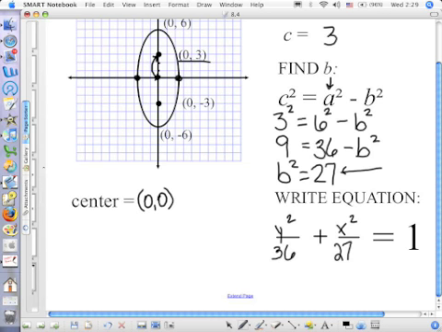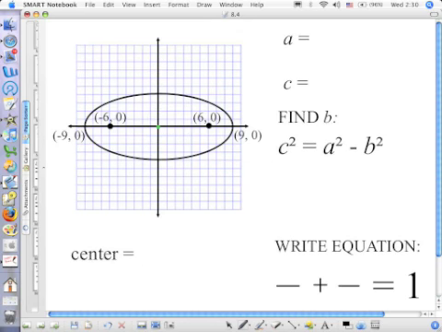What are the 3 things you have to know to write the equation of an ellipse? You don't need C. The center, A, and B. You need to know the center, you need to know A, which is the distance, and you need to know B. In most of these cases, we're going to need C to find B. Unless the actual endpoints were given to us, then we wouldn't need C. Now, if we were, you would have to take the square root of 27 and do that.